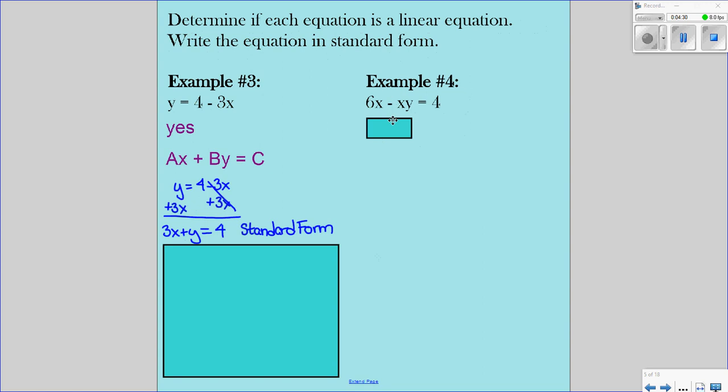Now, example 4. Is this linear? What do you notice? We've got two variables together. This d stands for a number, not a variable. So no, it's not a linear equation. Anytime you see two different variables multiplied together, then you know it's not going to be linear.